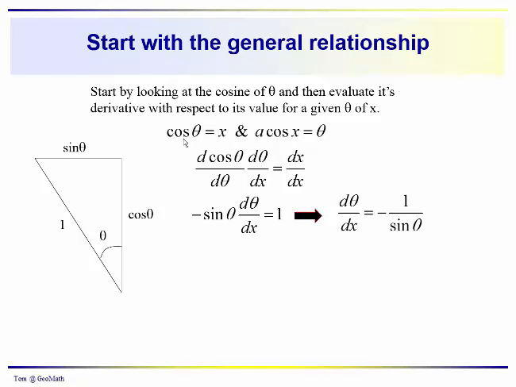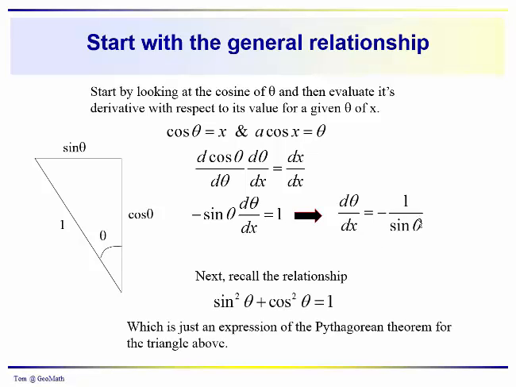And what we do is we take the derivative of this expression here, but we do it in a chain rule fashion. We differentiate the cosine with respect to theta, but then we differentiate theta with respect to x. So carrying out that differentiation, we know that the derivative of the cosine of theta is just equal to minus the sine, and the derivative of theta with respect to x, we have that here. dx/dx is just 1. So we end up with d theta/dx equal to minus 1 over the sine of theta.